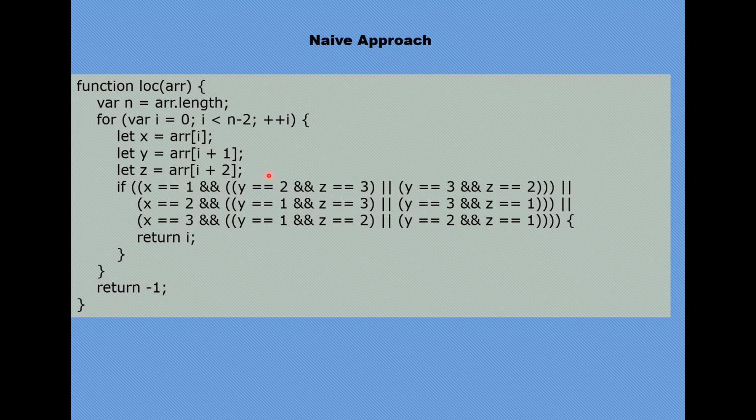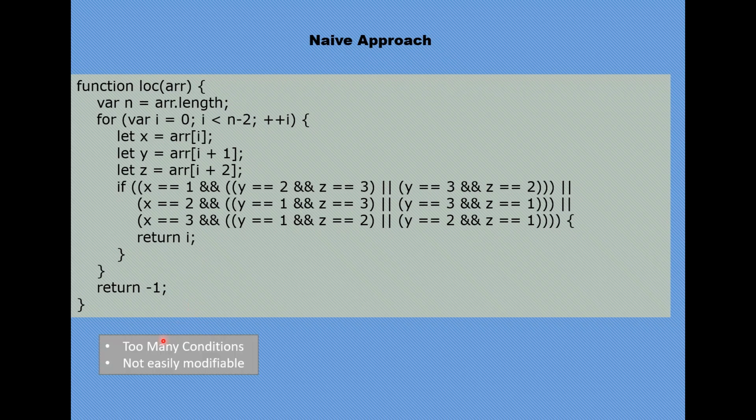So once the loop exited, we know that there does not exist such a sequence of 1, 2, 3, and we are simply returning minus 1. So this approach will work, this program will work, but there are some issues or some problems with this approach. What are those problems?